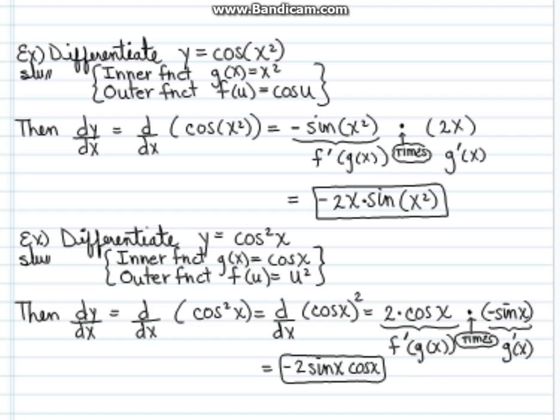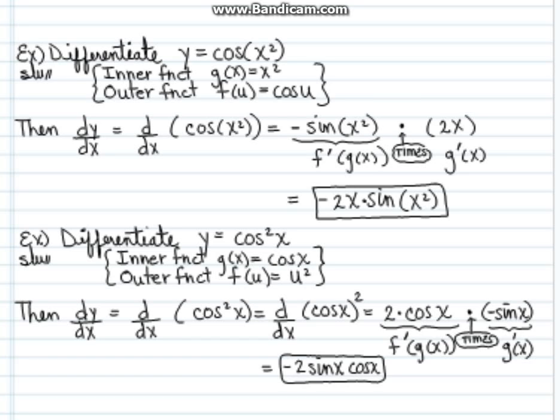There was our answer. Now, for the second example, our inner function was the cosine of x, while our outer function was the square function. So you know what happened here? These dudes traded places. If you look at the first example, the inner function was the square function, while the outer function was a cosine function. In this example, the inner function is a cosine function, while the outer function is a square dude.